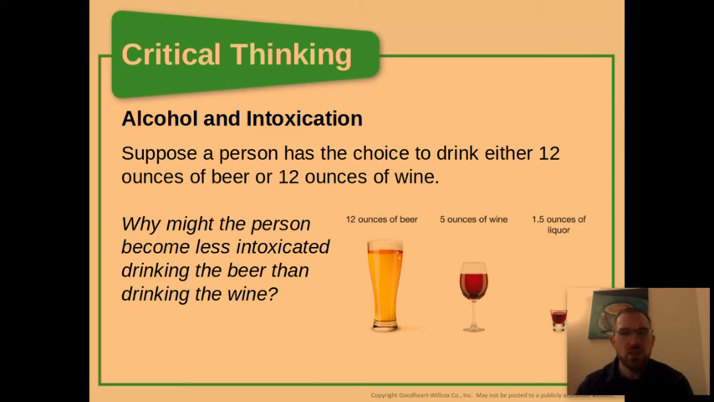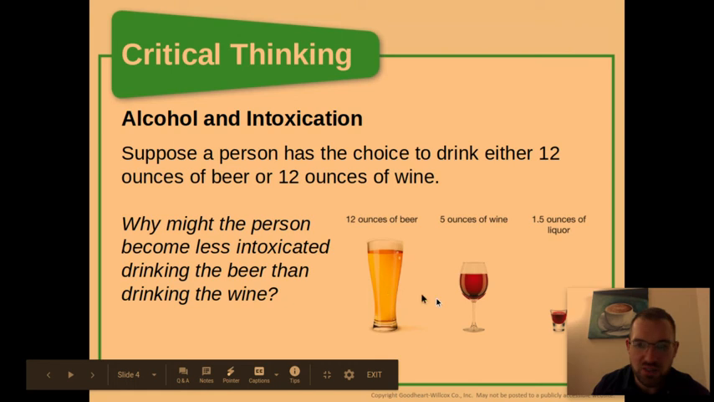So, okay, let's look at this. Suppose a person has the choice to drink either 12 ounces of beer, which would be represented by this beer glass, or 12 ounces of wine. So, why might the person become less intoxicated drinking the beer than drinking the wine? Well, it's just more concentrated in these smaller amounts, right? So 12 ounces of beer equals about 5 ounces of wine, so there's less volume. So if you're interested in not going to the bathroom too often, that might be your choice right there, right?